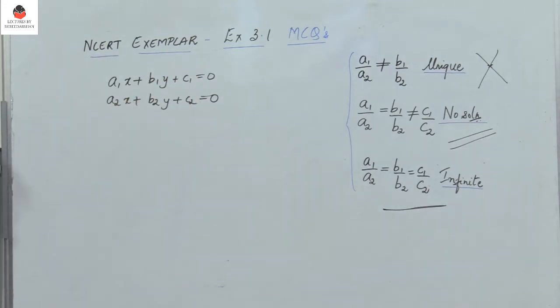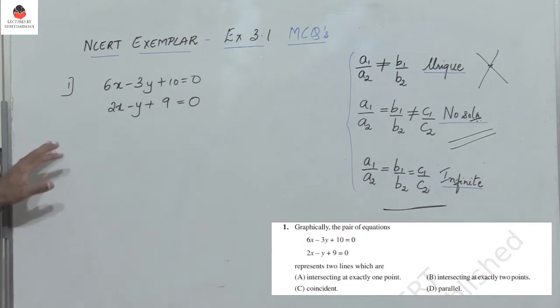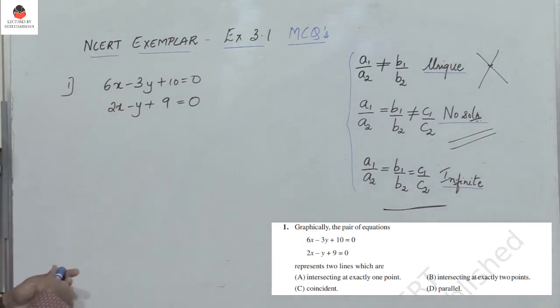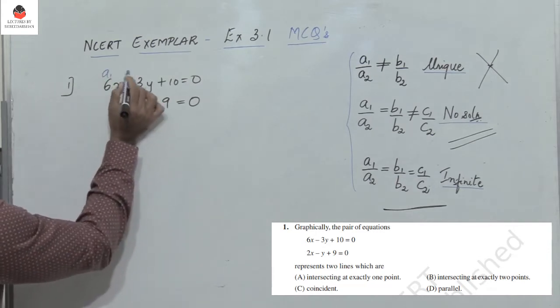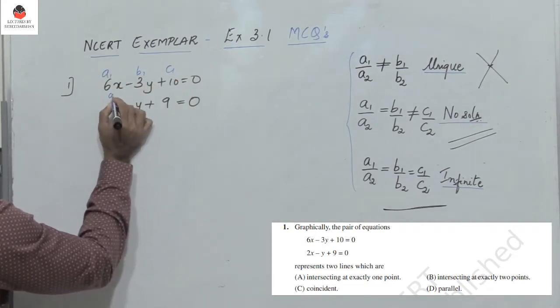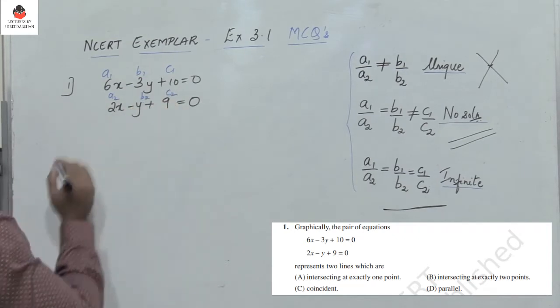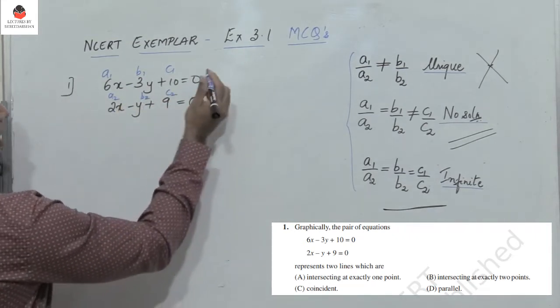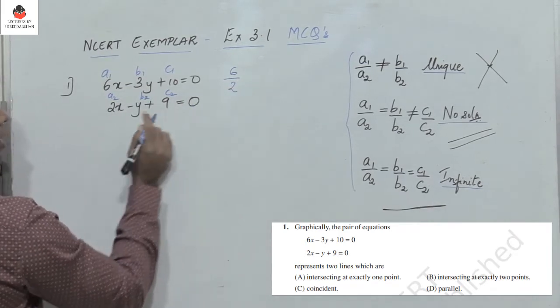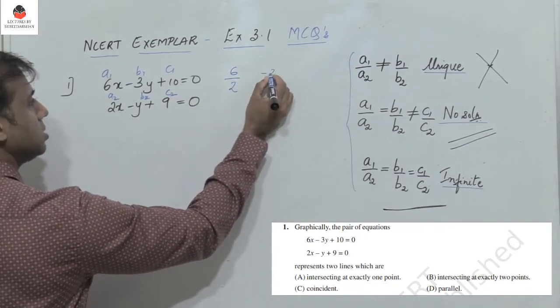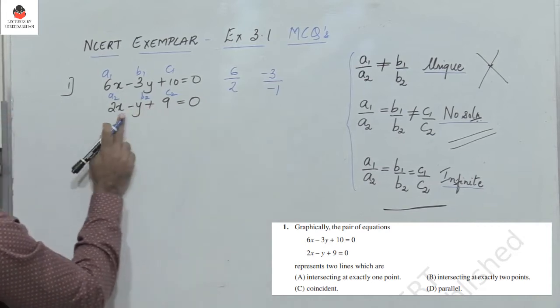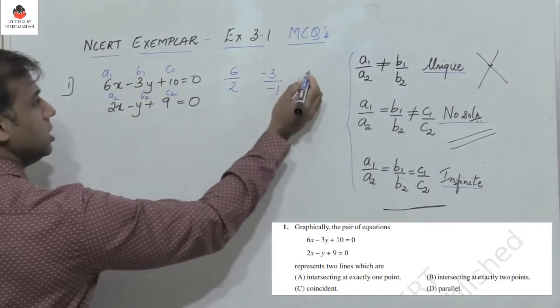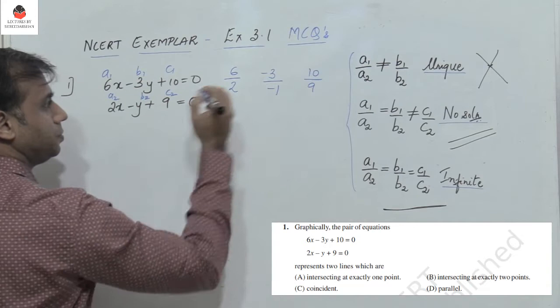So we'll begin with the first one. Question 1. Graphically the pair of equations represent two lines which are. So these are the two equations. So here a1 is 6. So let me write them. This is a1, b1, c1, a2, b2, c2. So let me divide them. a1 by a2, 6 by 2. b1 by b2, you have minus 3 divided by minus 1. c1 by c2, 10 by 9.